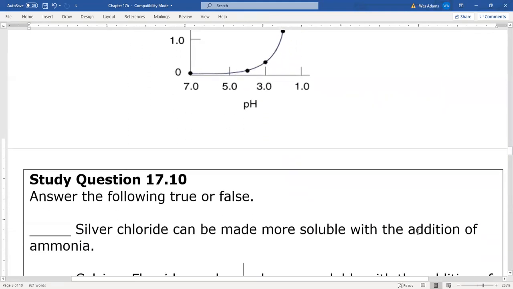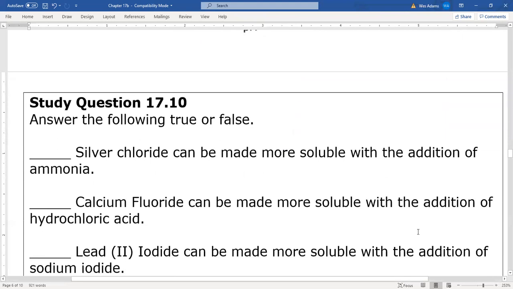So let's mark these true or false. Here are some statements about the common ion effect. Silver chloride can be made more soluble with the addition of ammonia. Yes, we're going to talk about that here in a second. Anything that'll tie up one of the ions, it turns out ammonia will bond with the silver to keep it out of the silver chloride equilibrium. Ammonia can bind to certain metals and cause that effect to happen.